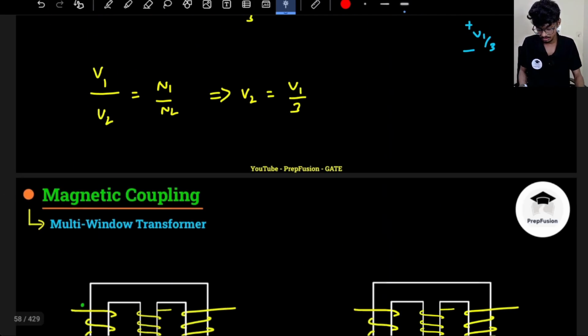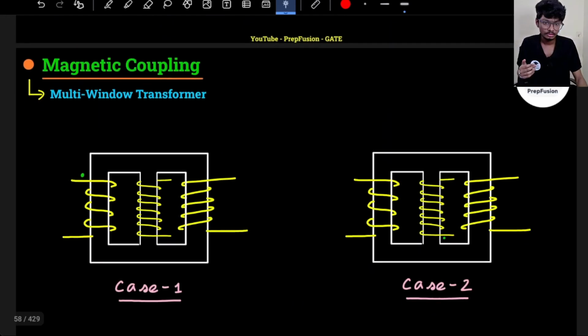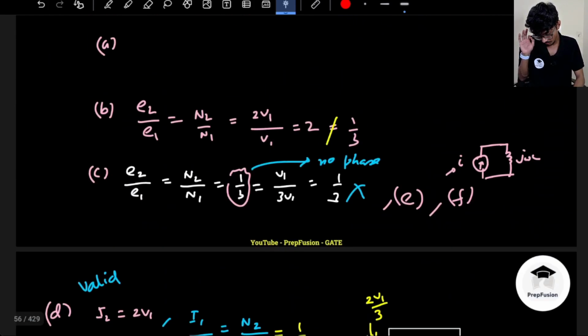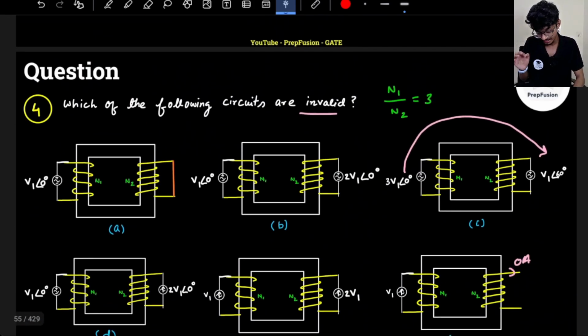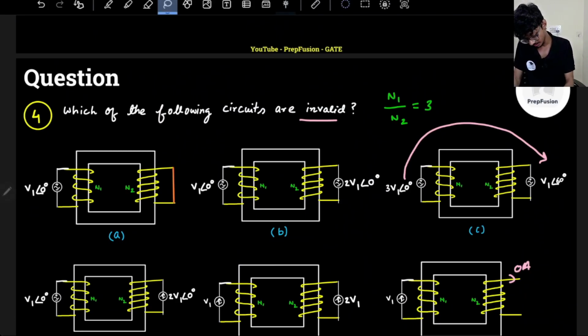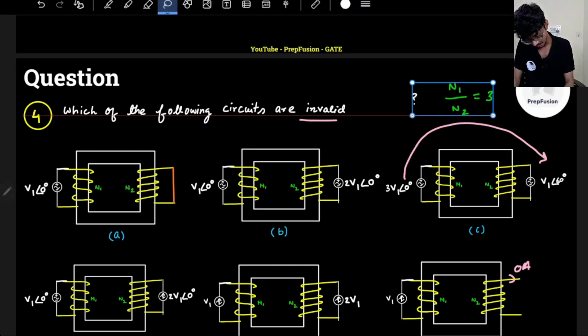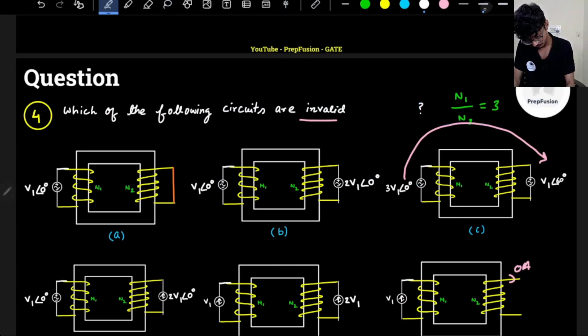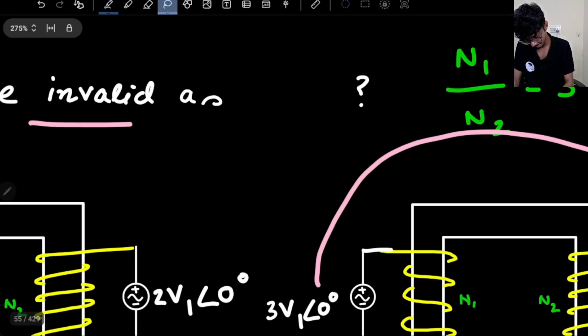Okay, so now this was about the referring and about the validity of a circuit, validity of a transformer. Invalid as a transformer, I should write here: invalid as a transformer.